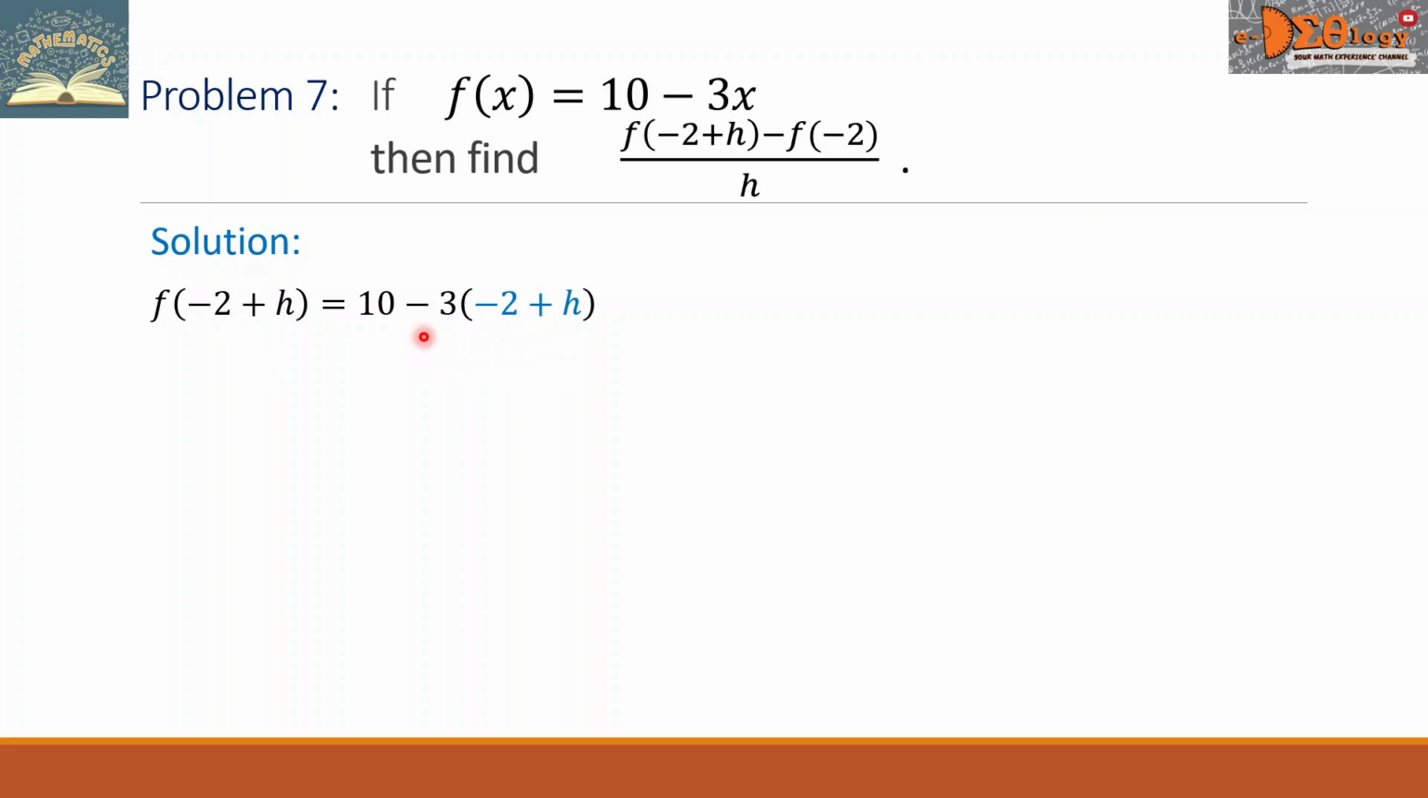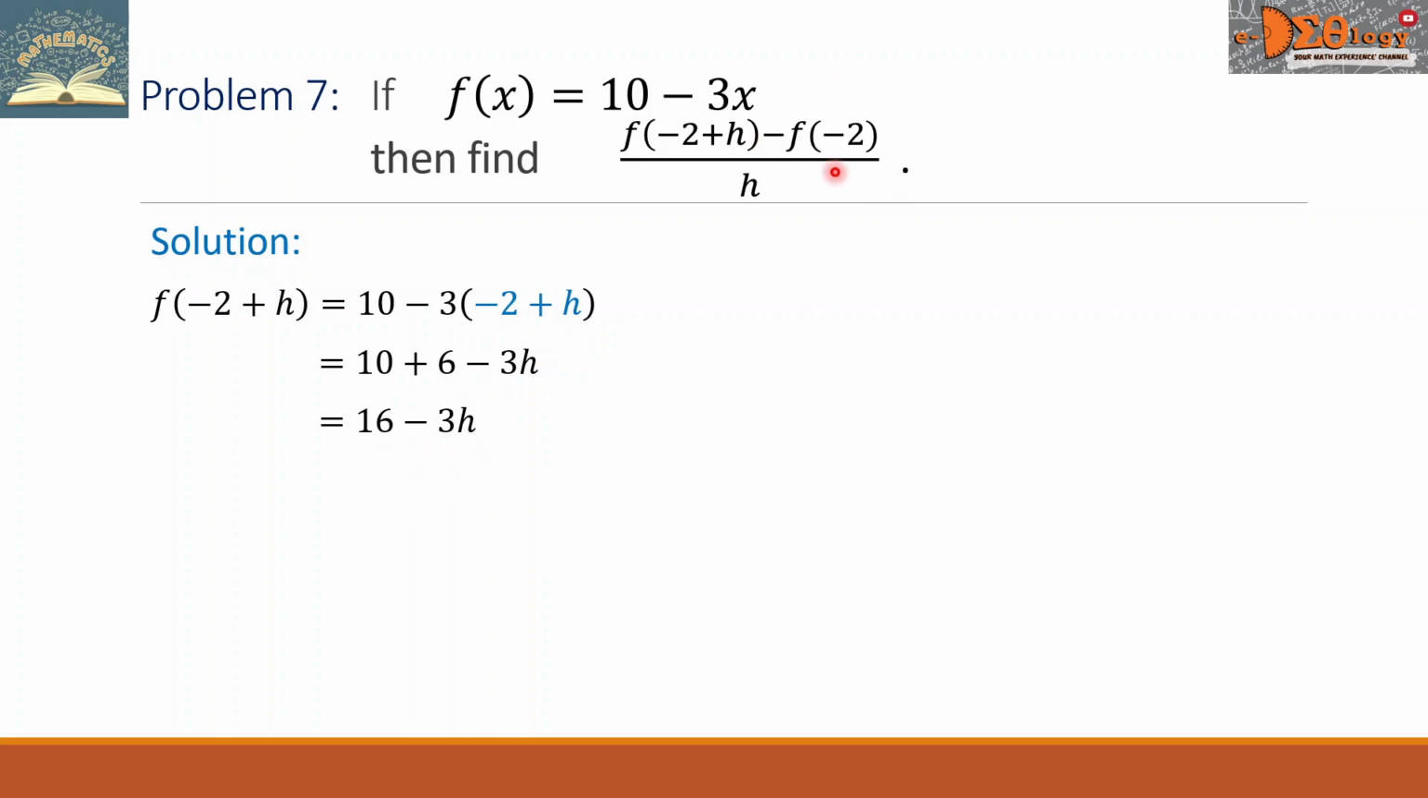Then we simplify. We multiply this negative 3 to the binomial inside. So we copy the 10, then negative 3 times negative 2. We get positive 6. Then negative 3 times h. We get negative 3h. We now combine 10 plus 6. We have 16 minus 3h.